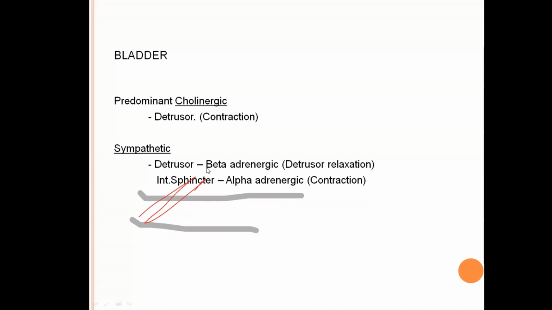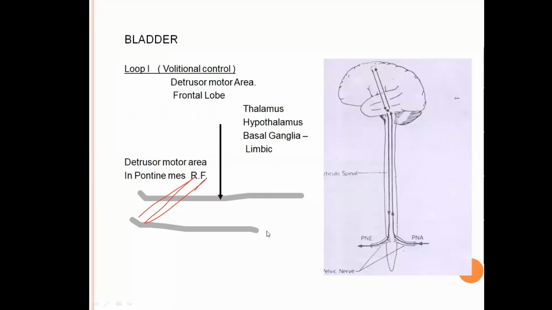So sympathetic is for detrusor, beta adrenergic. So sympathetic is for relaxation. Cholinergic is for contraction. The sympathetic of the internal sphincter is alpha adrenergic, which is for the contraction. So this is how the innervation takes place.